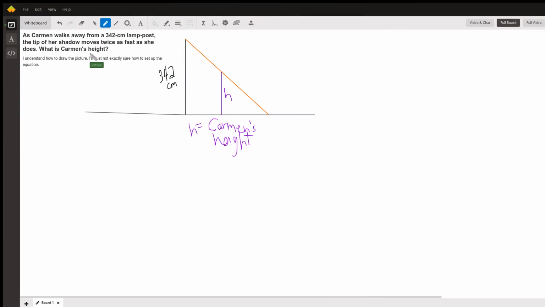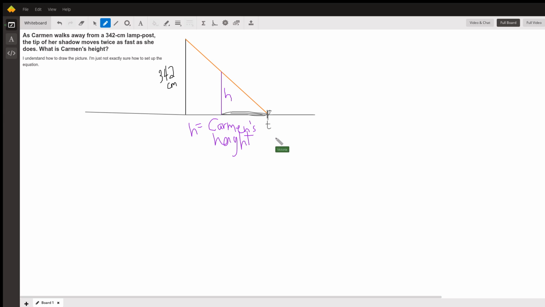We're going to figure out Carmen's height, given that there's a 342 centimeter lamppost. That's this right here. And here's the tip of her shadow. This is her shadow right here. It's where she's blocking the light, which makes the shadow. And so let's call this point as it moves out, the tip of her shadow, T.